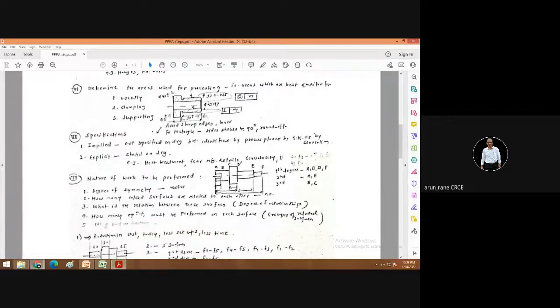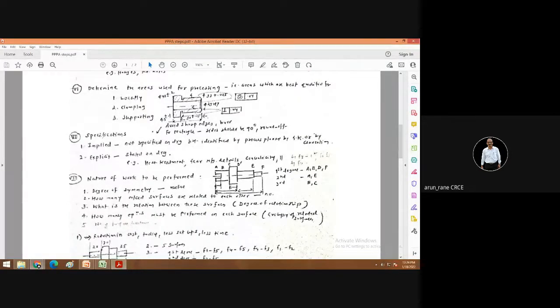Then step number 8, that is specifications, implied and explicit. There are two types of specification, implied specification and explicit specification. Implied specification means they are not specified on the drawing, but we have to identify them. That has to be identified by the process engineer based on his knowledge or by convention. Suppose a drilled hole is shown in a component, diameter 10 hole. Obviously the axis of the drill hole should be perpendicular to the surface of the component, isn't it? By default it is expected, even though it is not mentioned. You cannot expect the axis of the hole at an angle to the surface. It has to be parallel to the center line.